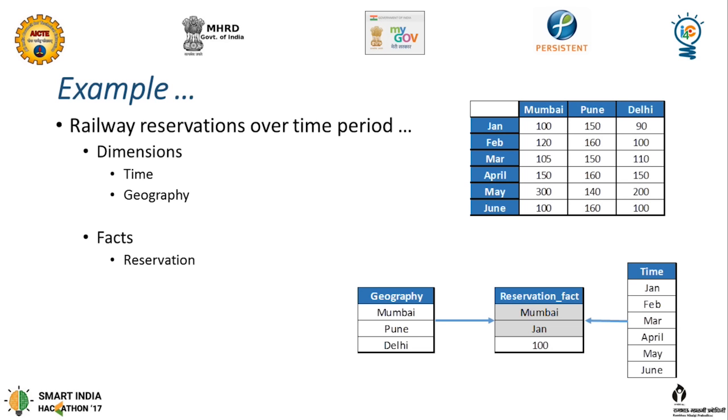Can I find out minimum reservations done in a particular city? The answer is Delhi in the month of Jan, 90 reservations. Can I see some trend in this? Guys, again we have to find out different patterns in this.